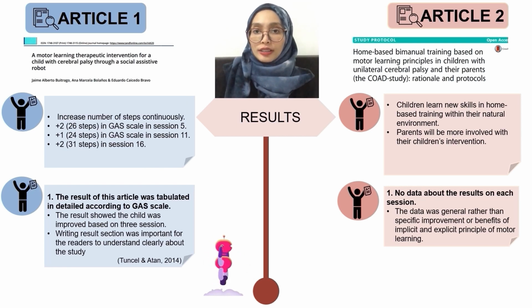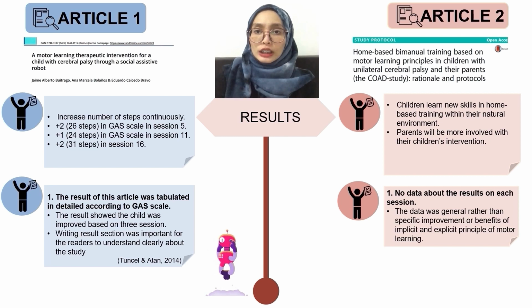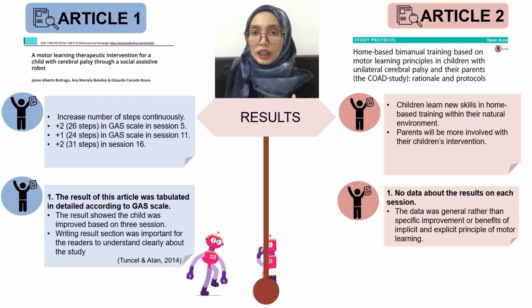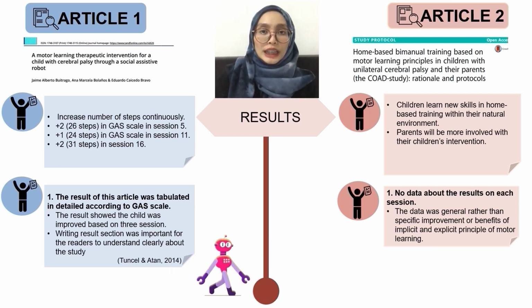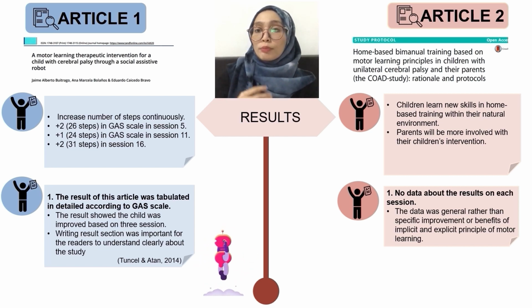Now we are at the result. As for the result of Article 1, the children show increased number of steps continuously in goal attainment scaling in sessions 5, 11 and 16. While for Article 2, the children will learn new skills in home-based training within their natural environments, and parents also will be more involved in their children's intervention.